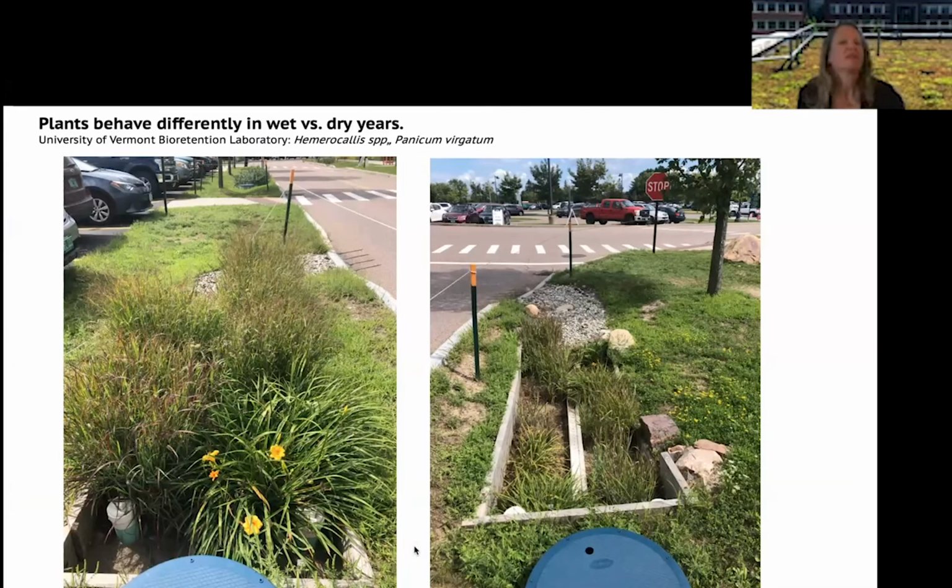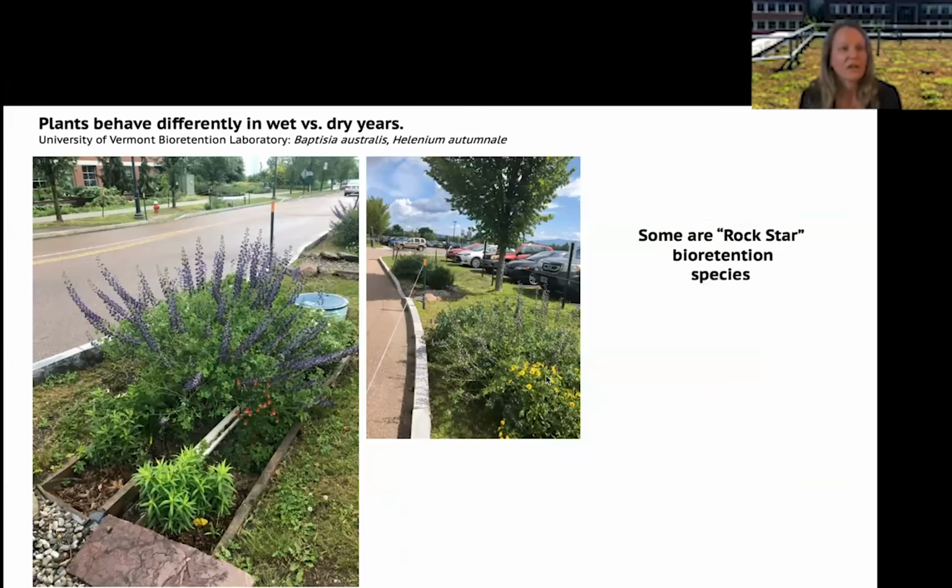So some other lessons about vegetation. In wet versus dry years, plants behave differently. These pictures are side by side of the same plants planted at the same time, on the same day. However, this bioretention cell receives half or less the influent water that this bioretention cell receives. So it's two species of plants, and they're living, but this one gets a lot more water than this. And in this particularly dry year, you can see a big contrast in how those perennial plants look.